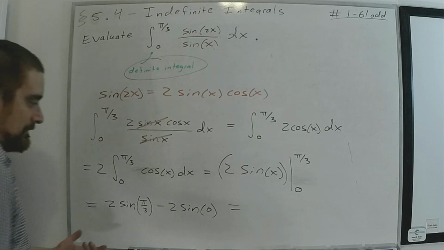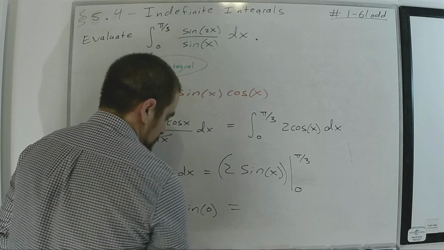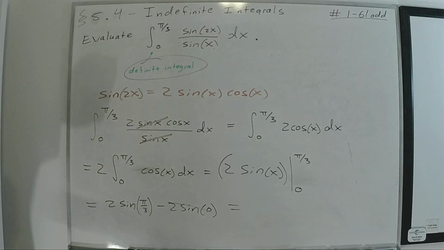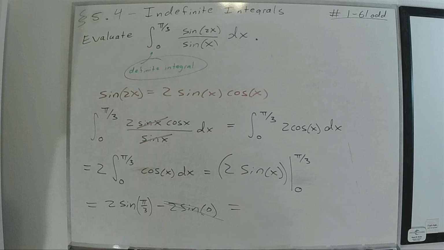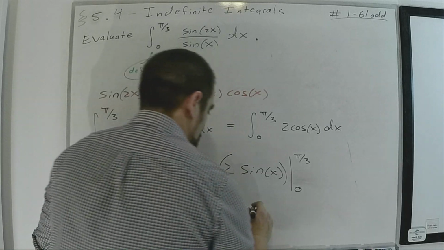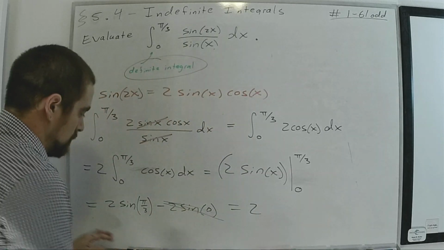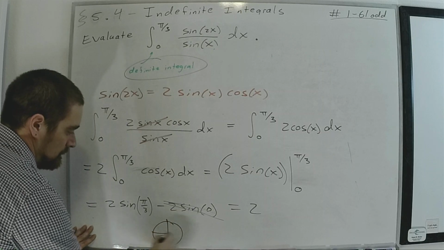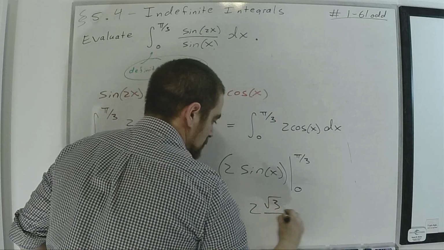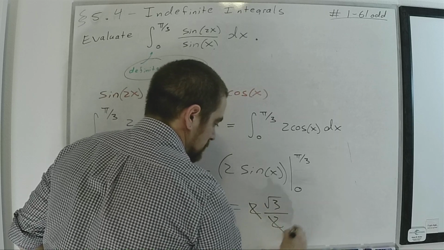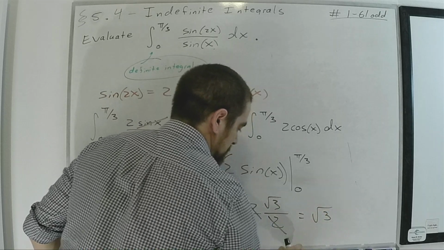Well, the nice thing about sine of 0 is it's 0. So this is 0 times negative 2. That's not going to contribute anything. I'm just subtracting 0. Don't need it. 2 times sine of pi over 3. Again, if you go look on your unit circle, sine of pi over 3 is root 3 over 2. Cancel, cancel. That's just root 3.